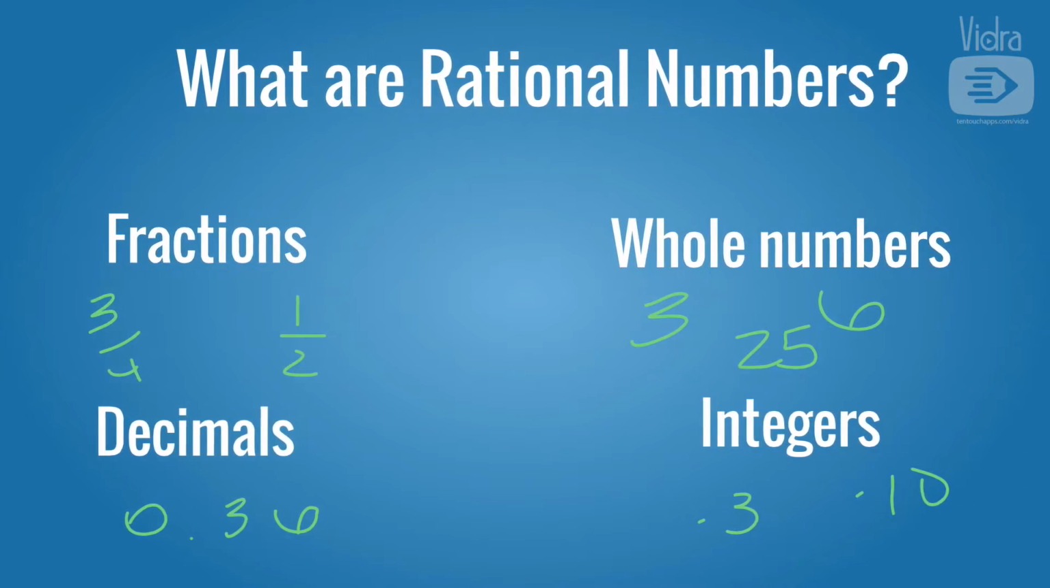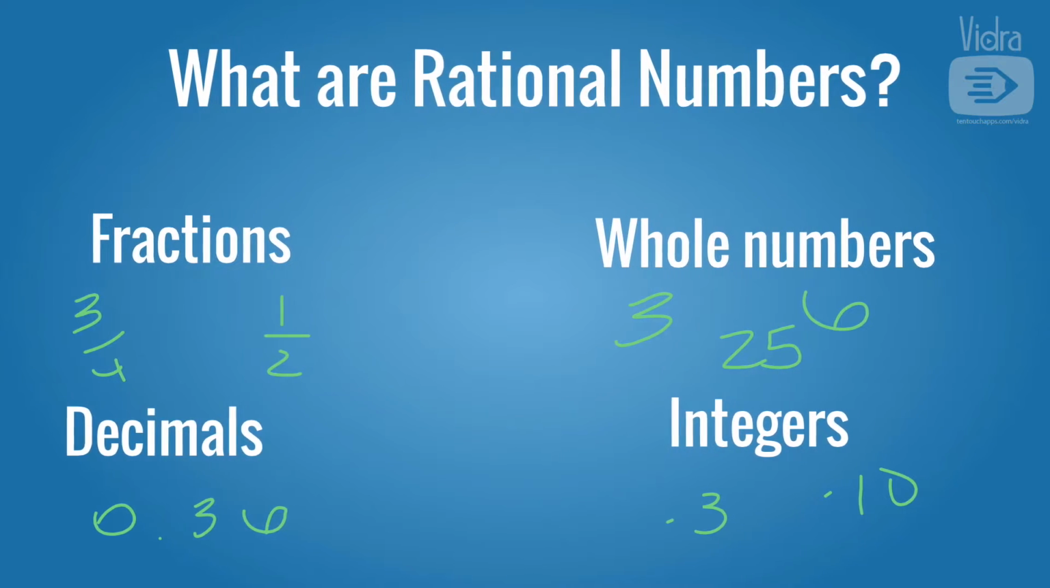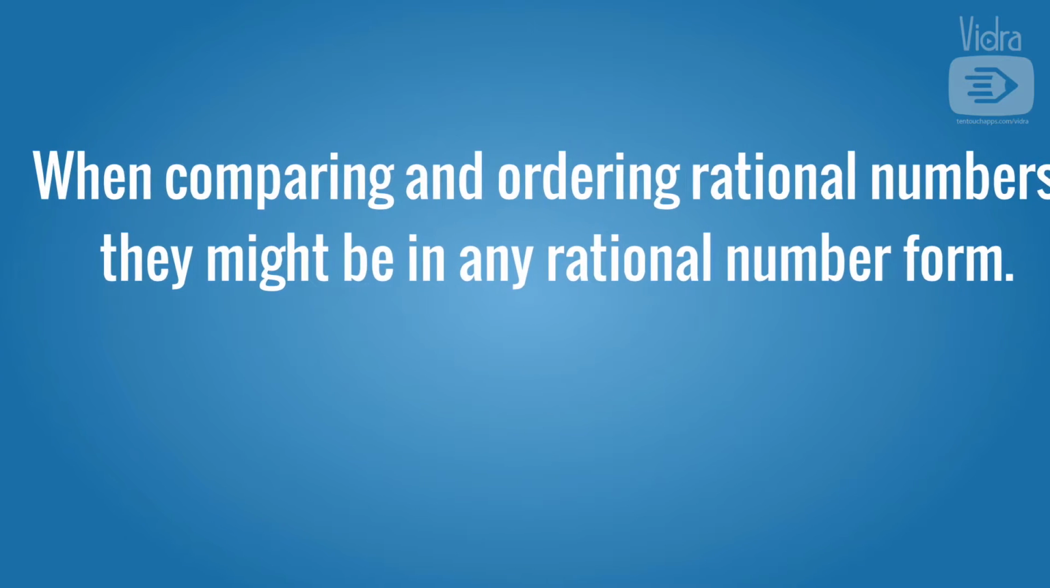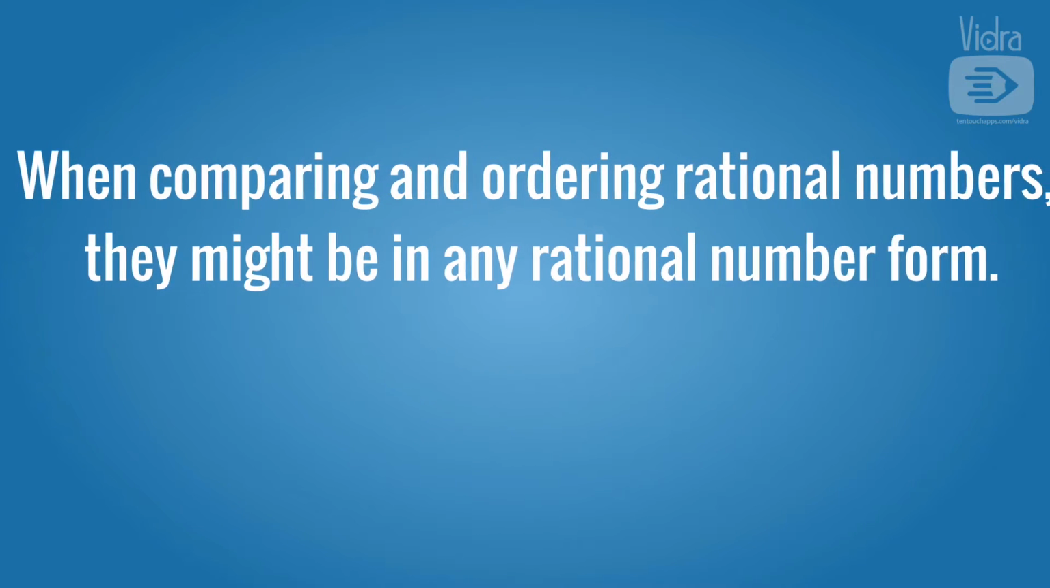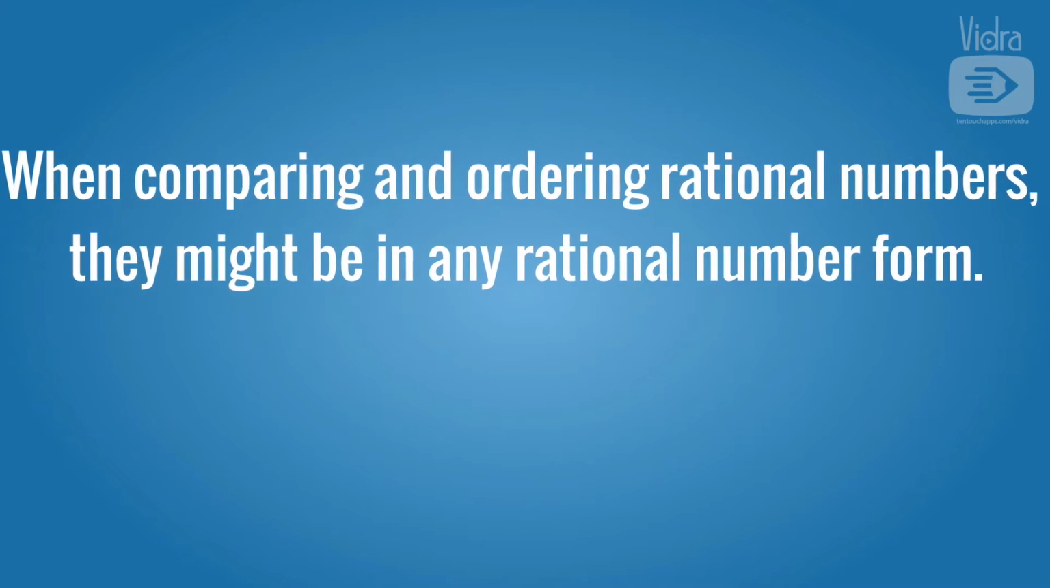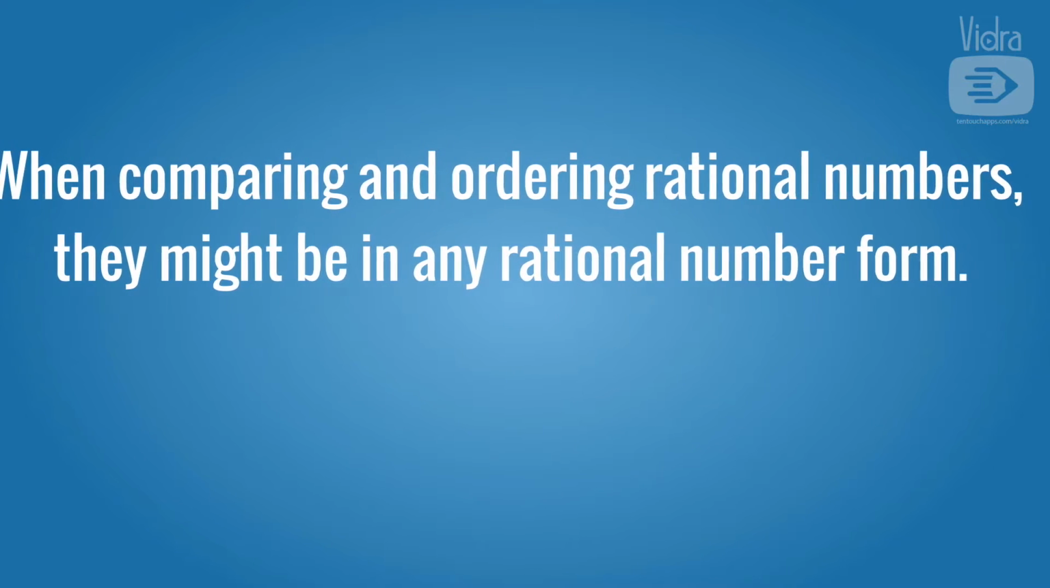So when you're ordering these rational numbers, you need to make sure you're looking at what form they're in. When you see questions about ordering and comparing rational numbers, they might be in any form of rational number. So we're going to talk about what to do when they're in different forms.